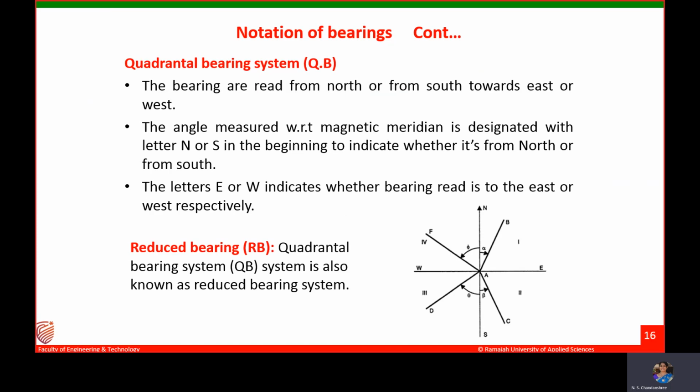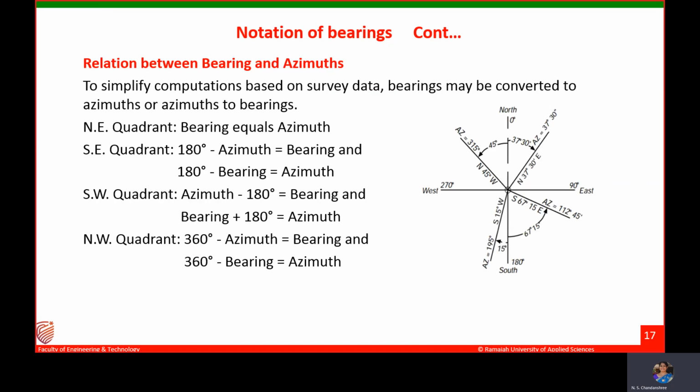And regarding the quadrantal bearing system, we have to be very careful about the naming. Reduced bearing or quadrantal bearing means the same. Whole circle bearing or azimuthal bearing means the same. Now let us understand the relationship between the azimuths.